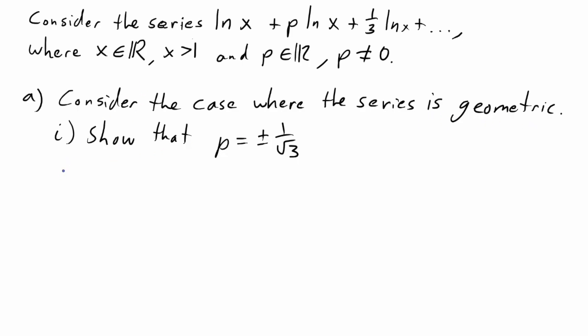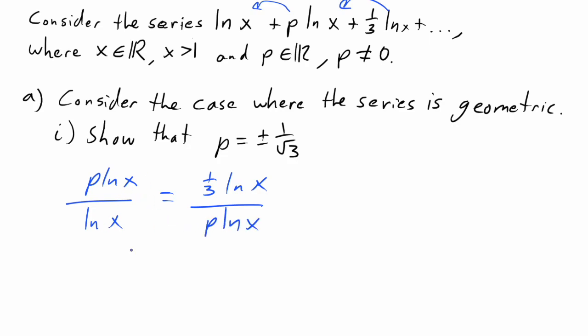If it's geometric, that means you're multiplying by the same amount each time, but it also means that if you divide successive terms, you always get the same amount. So that's how you set up an equation to solve for p. We're going to take the second term divided by the first term equals the third term divided by the second term.